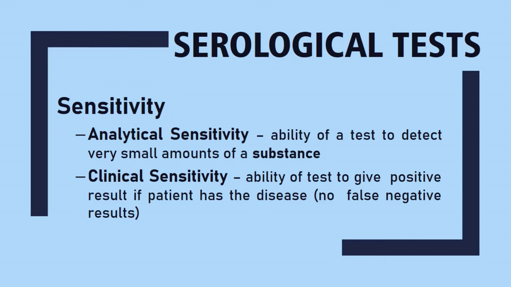One is called analytical sensitivity, meaning how small amounts of antigens in the serum could be detected using the test kit. Okay, that goes with the sensitivity of the kit. So higher the sensitivity, better results. Okay, but at the same time, as you have more and more analytical sensitivity, there are chances that you have false positives as well. So the ideal kit would be the one which is sensitive for analytical as well as clinical parameters.